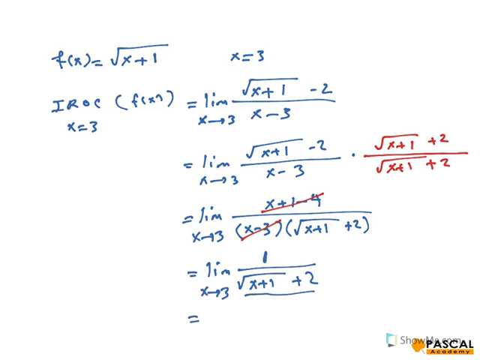This limit is 1 over 4. So the IROC of f(x) when f(x) is square root of (x + 1) at x = 3 is 1 over 4. That means the slope of the tangent line to the graph of f(x) = square root of (x + 1) at x = 3 is 1 over 4. Thank you.